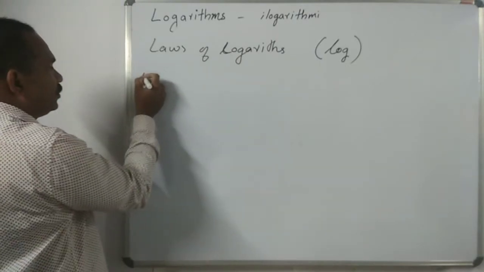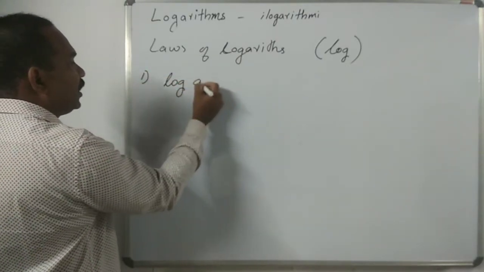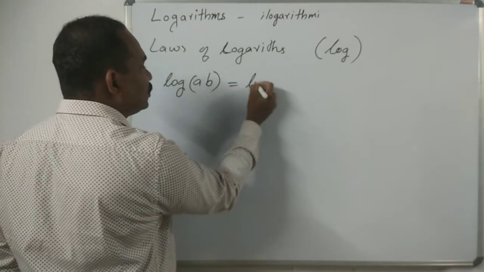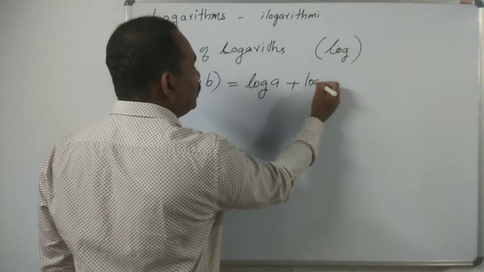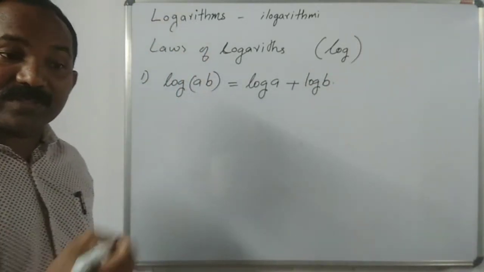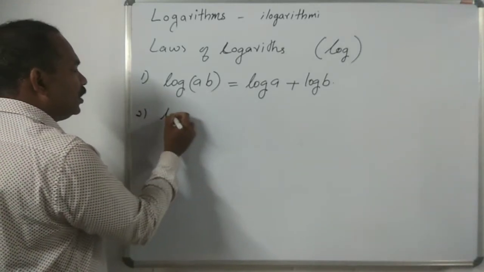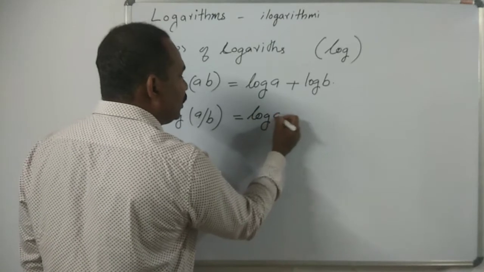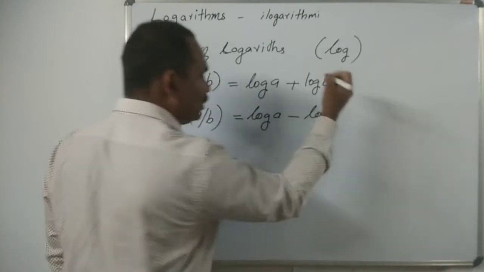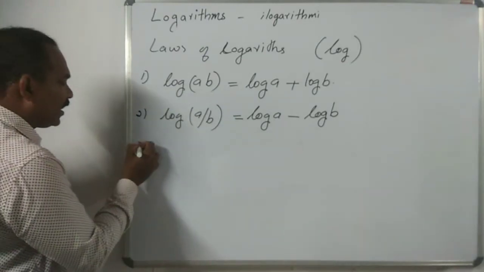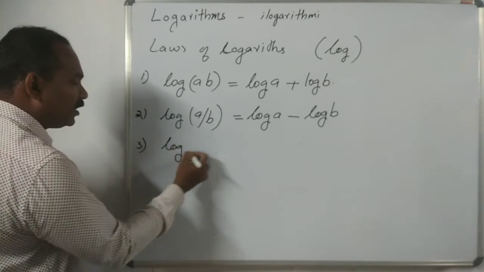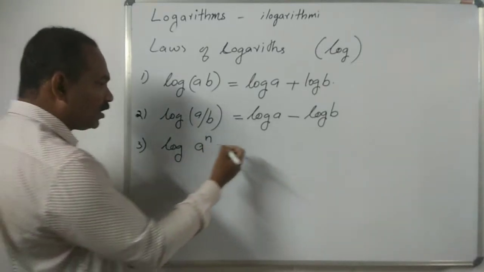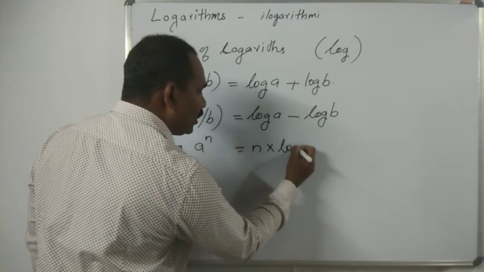The first law: log a into b is equal to log a plus log b. That's the first law. Second law: log a by b is equal to log a minus log b. And the third law is log a raised to n, the nth power of a. A raised to n means nth power of a. It is n into log a.